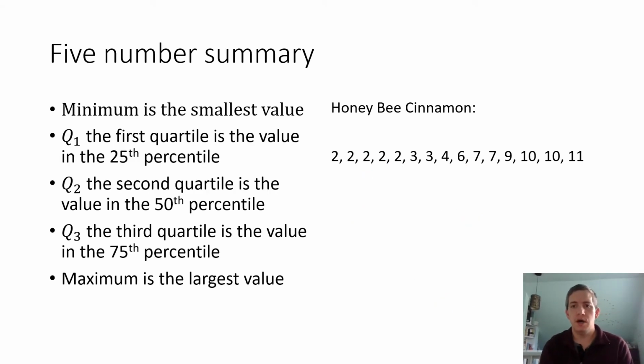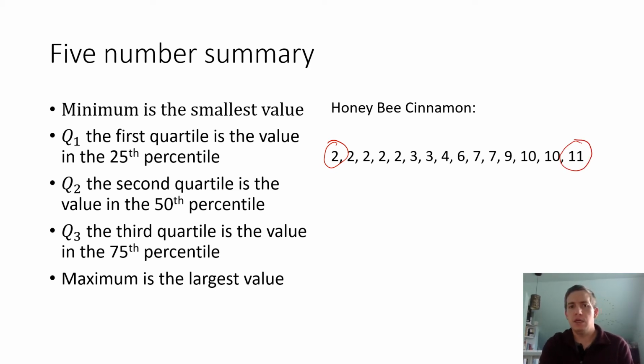Other measures of relative position include the 5-number summary measures. So there are 5 numbers that really summarize our data. The minimum is the smallest value. In our case, the minimum is 2. The maximum is the largest value. In our case, the maximum is 11.